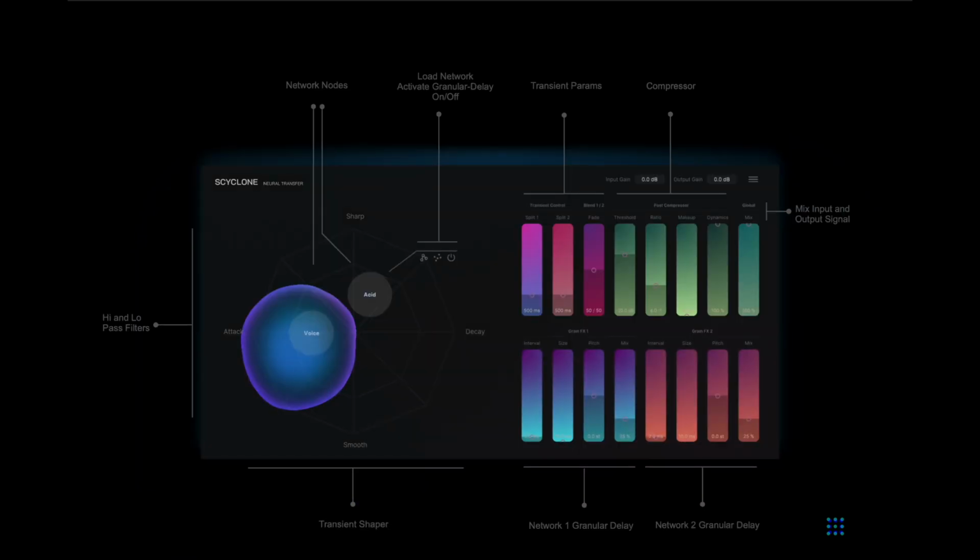On this slide you can see the second view of the plugin, allowing even further control of the sound. The user can further control the transients, once again blend between the outputs of the network, adjust the parameters of the post compressor, and also play around with the parameters of the inbuilt granular delay.